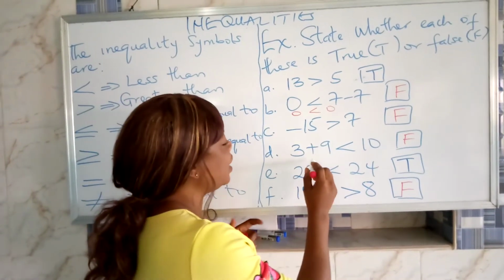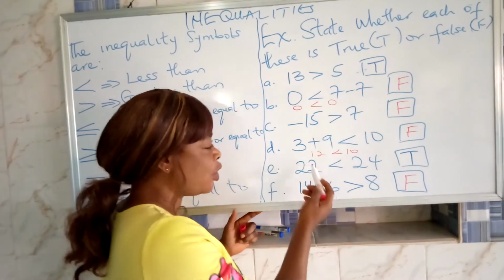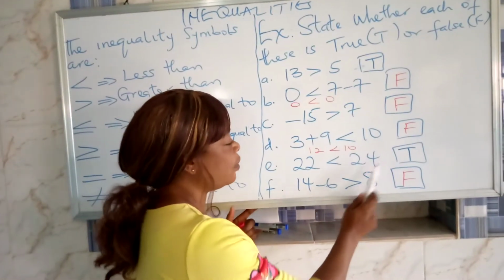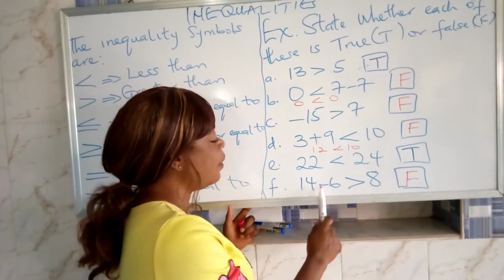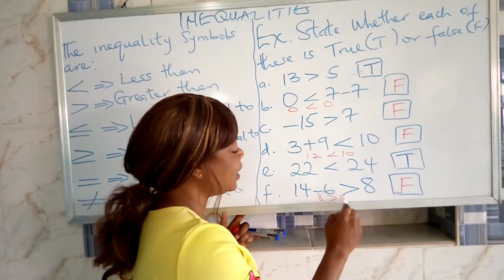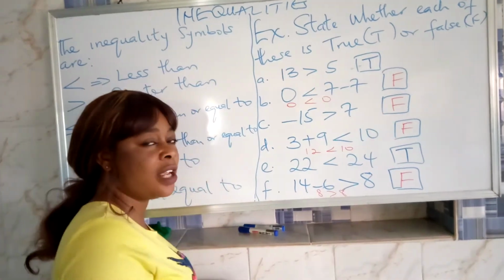3 plus 9 is 12. 12 is less than 10? That is false because 12 is greater than 10. The next one, 22 is less than 24. True. The last two, but not the least, 14 minus 6, which is what? 8. Is my 8 greater than 8? No. 8 is equal to it, so that's false.